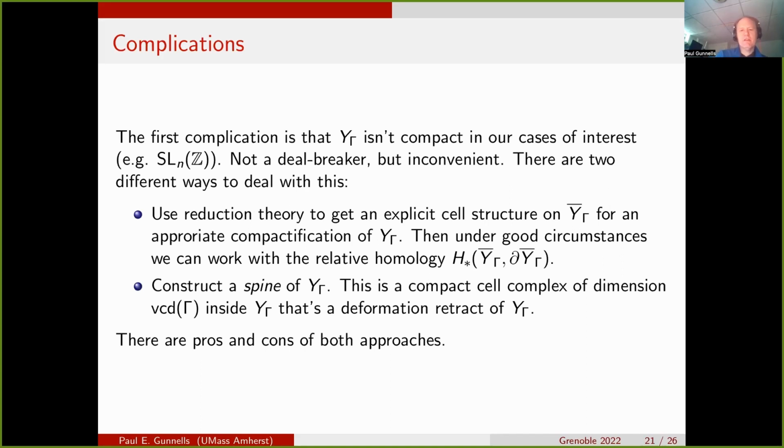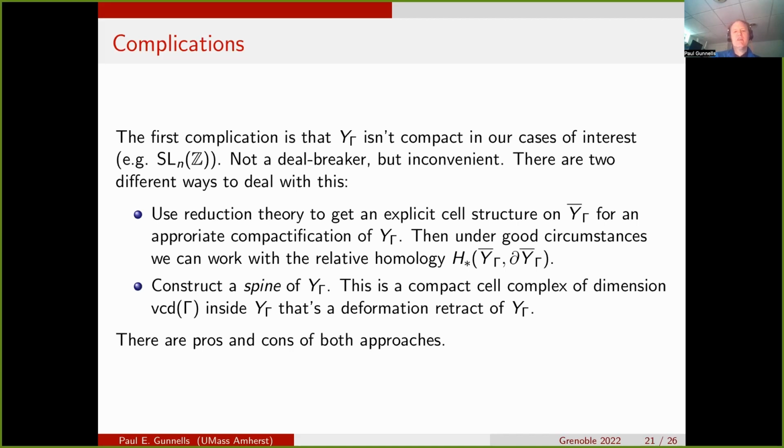You'll definitely be hearing more about this from Philippe and also from Peter and Jenny as well, I'm sure. That's one way to deal with this non-compactness problem. Compactify and work relative to the boundary. Another way to deal with it is to try to construct something that is compact that sits inside, and it's called a spine. So this is a deformation retract of the thing that has the smallest possible dimension, and that's the dimension of the VCD. And this is just another way to do it.